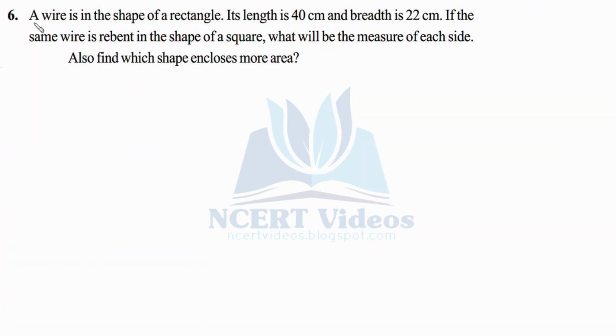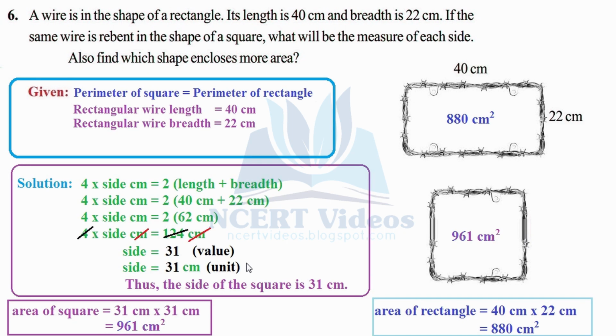Question 6th. A wire is in the shape of a rectangle. Its length is 40 centimeter and breadth is 22 centimeter. If the same wire is rebent in the shape of a square, what will be the measure of each side? Also, find which shape encloses more area. The pictorial representation of this question is this. Initially we had a wire in the shape of a rectangle, having length 40 centimeter and breadth 22 centimeter.